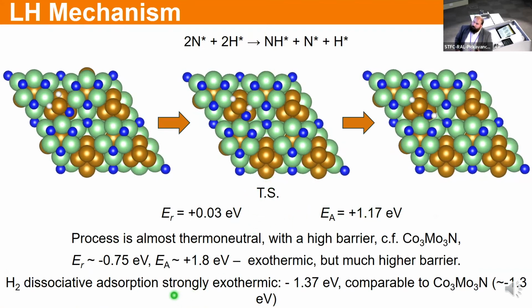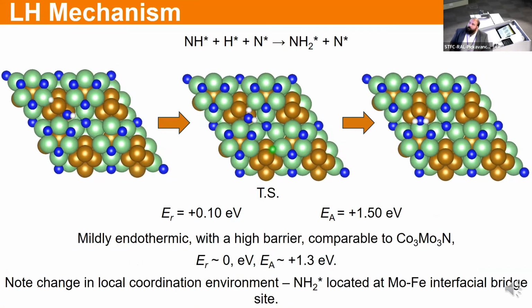We see pretty similar behavior in terms of the activation barrier, even higher barrier for the cobalt, but it's exothermic. So just want to move on here. So we have the second hydrogenation process, again, another high activation barrier and slightly endothermic, similar behavior for the cobalt molybdenum nitride, almost thermoneutral, also quite a high activation barrier.